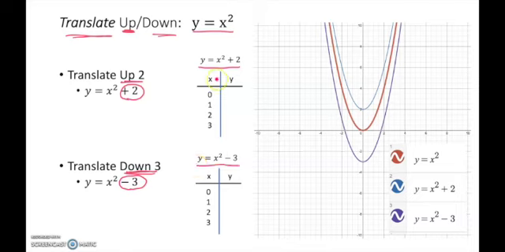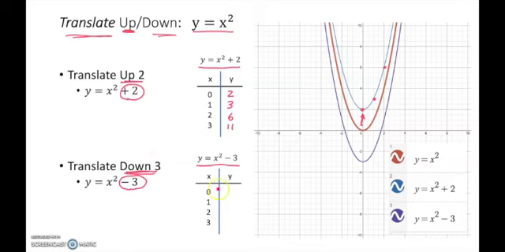Okay? 0 plugged in, 0 squared is 0. 0 plus 2 is 2. 1 squared is 1. 1 plus 2 is 3. 2 squared is 4. 4 plus 2 is 6. And 3 squared is 9. 9 plus 2 is 11. So let's plot that. 0, 2, 1, 3, 2, 6, and 3, 11 is off the charts. So as you can see, this graph moved up 2 from this parent graph.